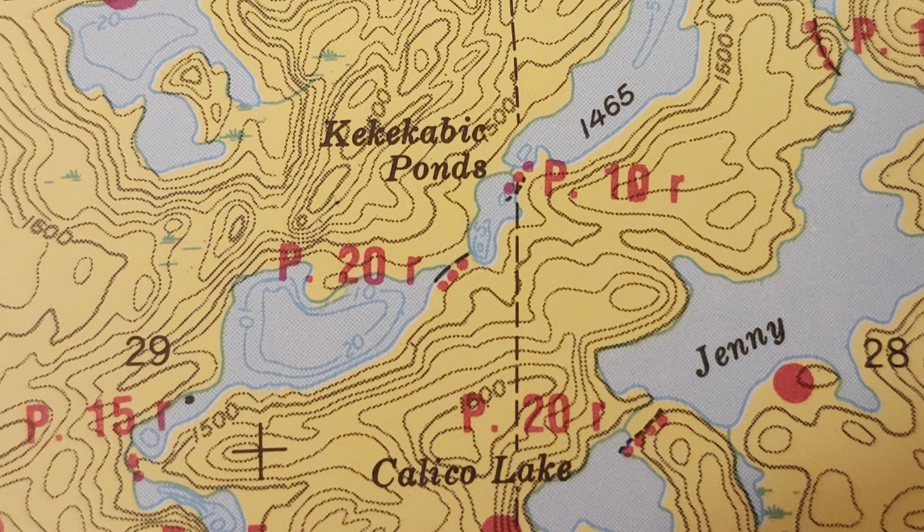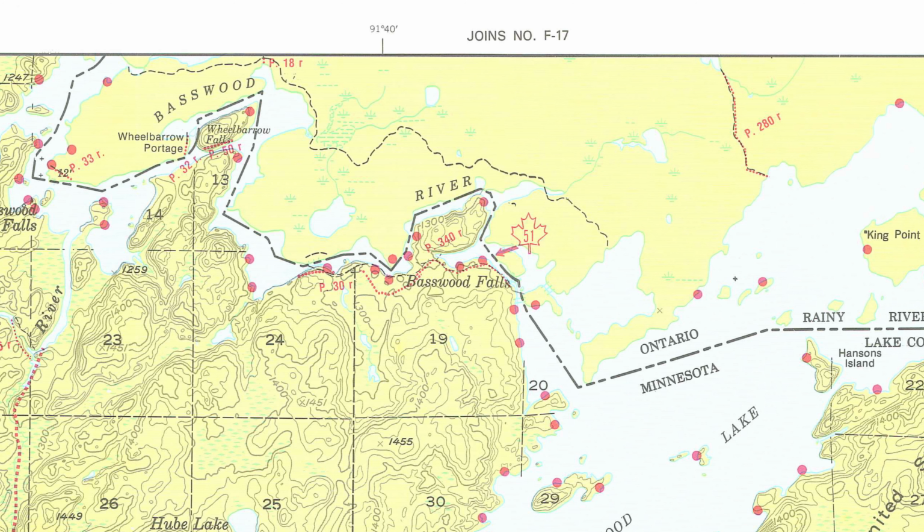Depth contours are not represented on every lake, and also understand that the actual water depth will vary depending on how much water is in the lake. Campsites are red dots, and Canadian entry points are identified by the red maple leaf and a number.